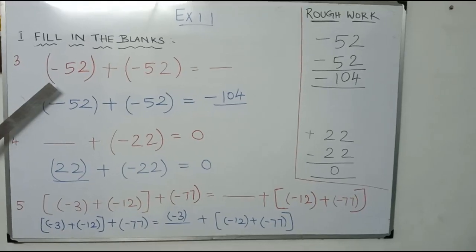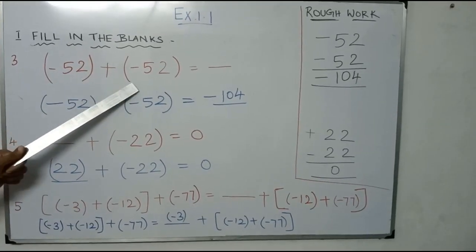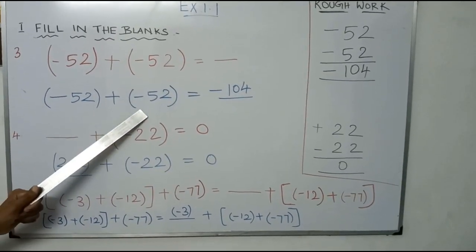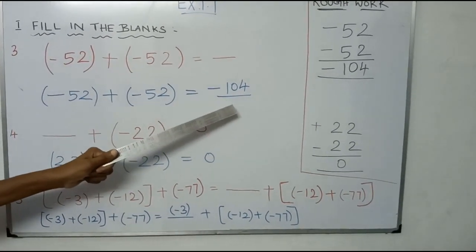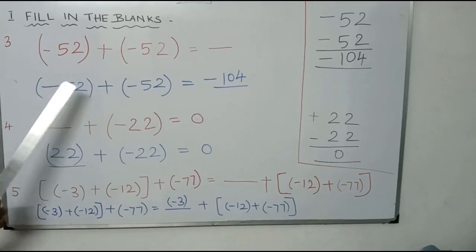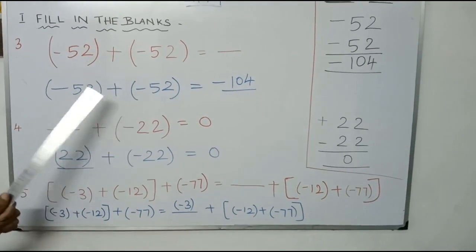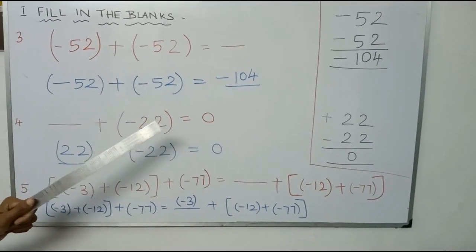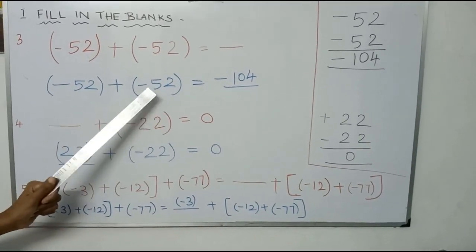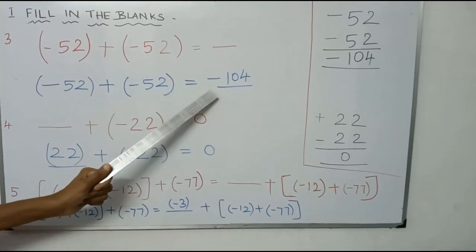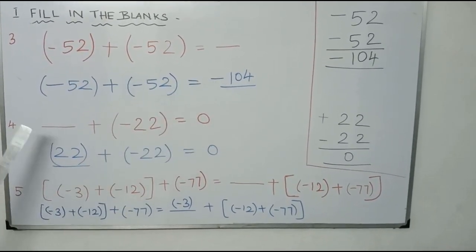-52 + -52 is equal to blank. -52 plus -52 is equal to -104. Here both are negative. What you have to do is add these two numbers and put a minus sign in front of the number. So 52 plus 52 will be 104. So both are negative, so it is -104.